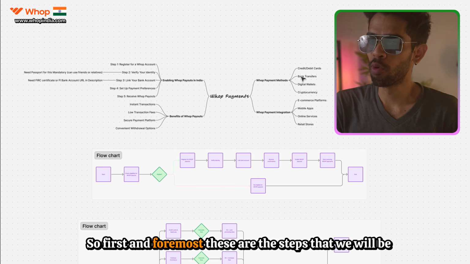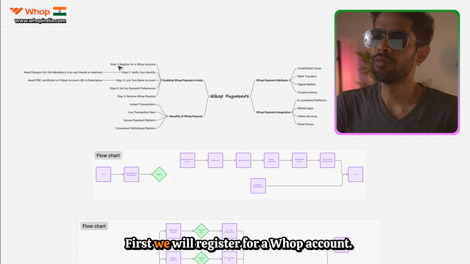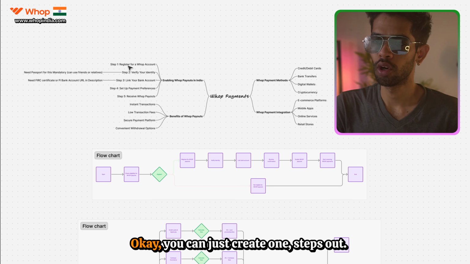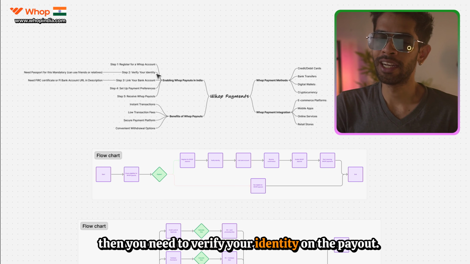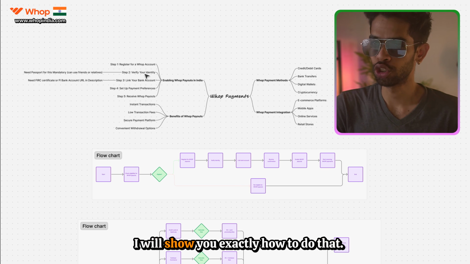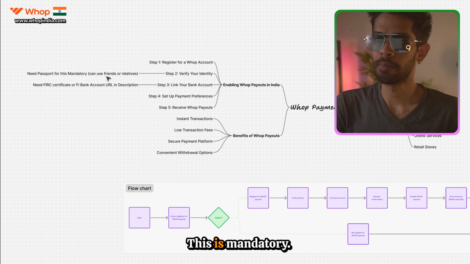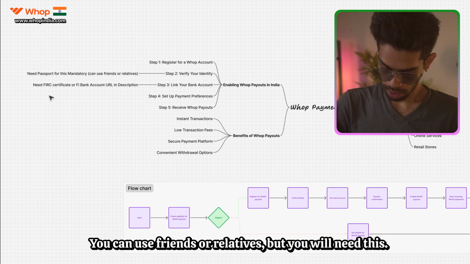First and foremost, these are the steps that we will be following. First, we will register for a Whop account. I'm assuming that you already have a Whop account, but you can just create one. Steps are pretty simple. Then you need to verify your identity on the payout. I will show you exactly how to do that. But you will need a passport. This is mandatory. You can use friends' or relatives', but you will need this.